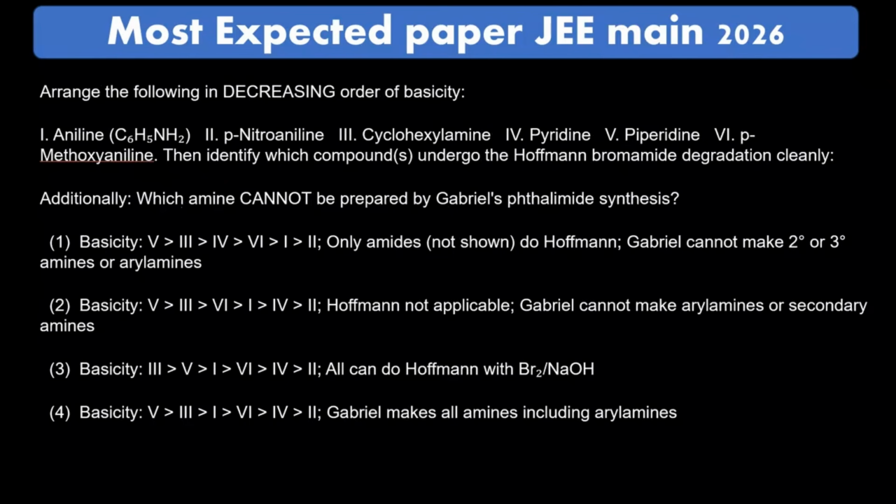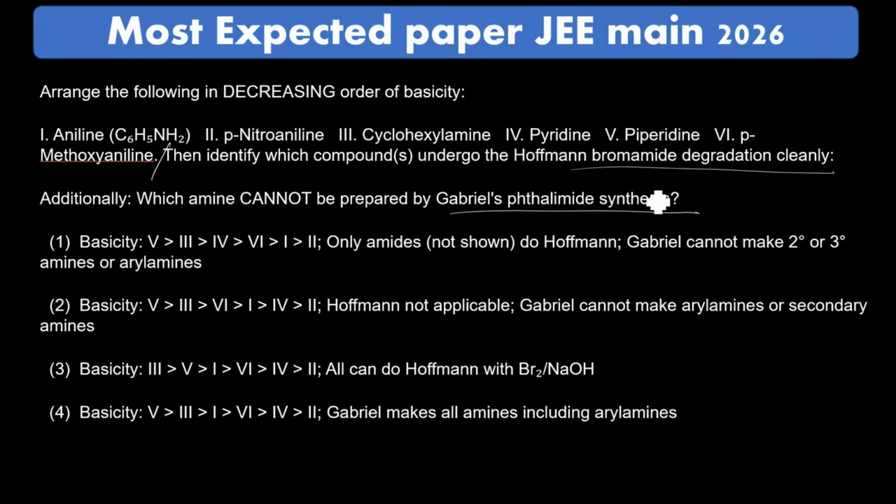Then the next one: arrange the following in the decreasing order of basicity, that is the first part of the question. Then identify which compounds undergo Hofmann bromamide degradation cleanly. Additionally, which amine cannot be prepared by Gabriel phthalimide synthesis. Three parts are involved over here. So first of all, you have to arrange them in the basicity order. That is your first goal.